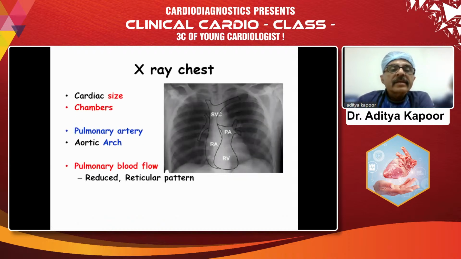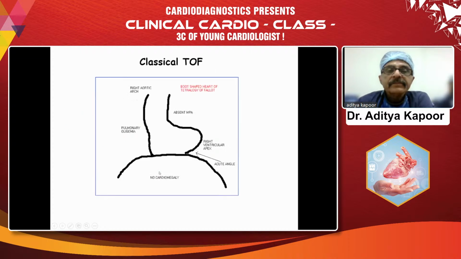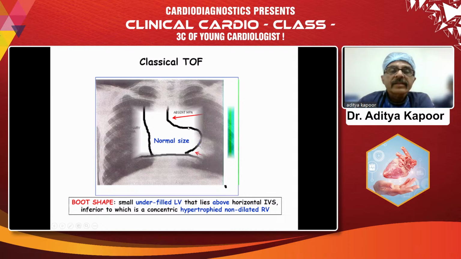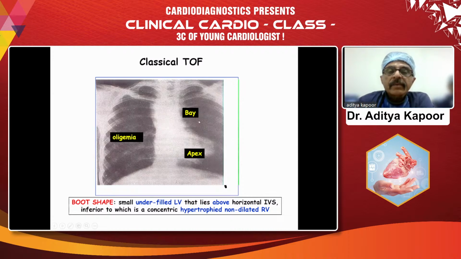X-ray chest, I think Maulik very nicely described the tetralogy physiology X-ray. Whenever you see the X-ray, as we have been taught, go systematically in order of sequence: cardiac size, chambers, pulmonary artery, arch, and the pulmonary blood flow. Everyone knows the tetralogy X-ray: boot-shaped heart with pulmonary oligemia. You see the arch, whether it is right-sided, you see the pulmonary bay, the absent main pulmonary artery. So this is the classical tetralogy X-ray: upturned apex, a pulmonary bay, and oligemia.